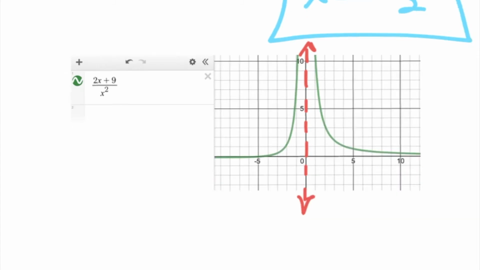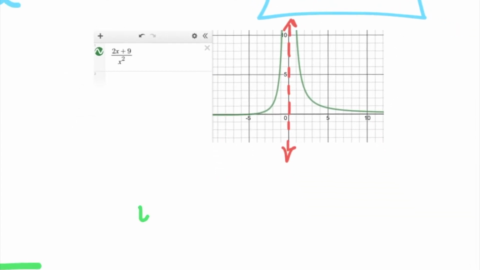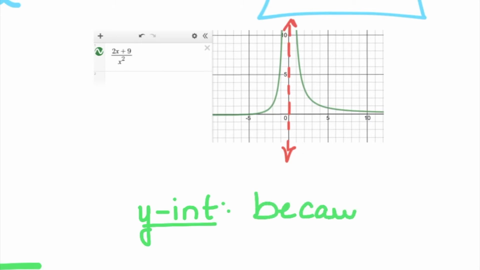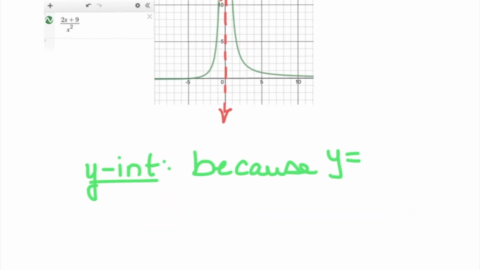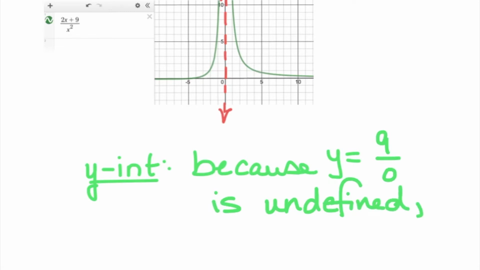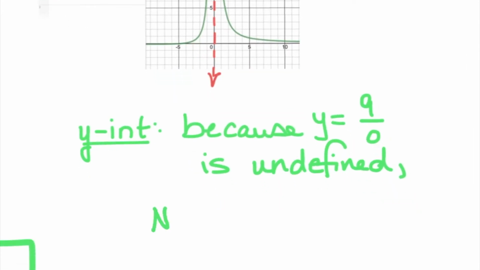And so here you can just say that for the y-intercept, because y equals 9 over 0 is undefined, there is no y-intercept.